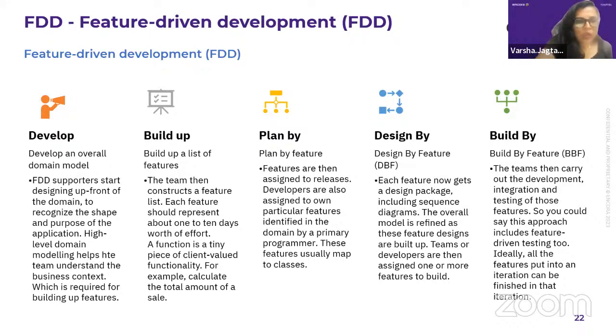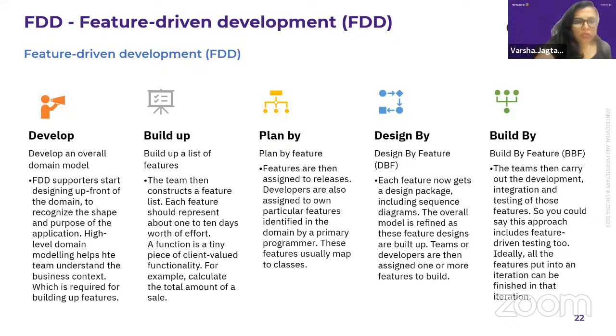Now we go to the next phase, which is building up a list of our features. The team then constructs a feature list. Each feature should represent about 1 to 10 days worth of effort. A feature is a tiny piece of client-valued functionality, for example, calculate the total amount of a sale. Here, a tiny piece of functionality would be checking my balance. Out of whatever domain model I have developed, this is the feature list I come up with. I do have these three features.